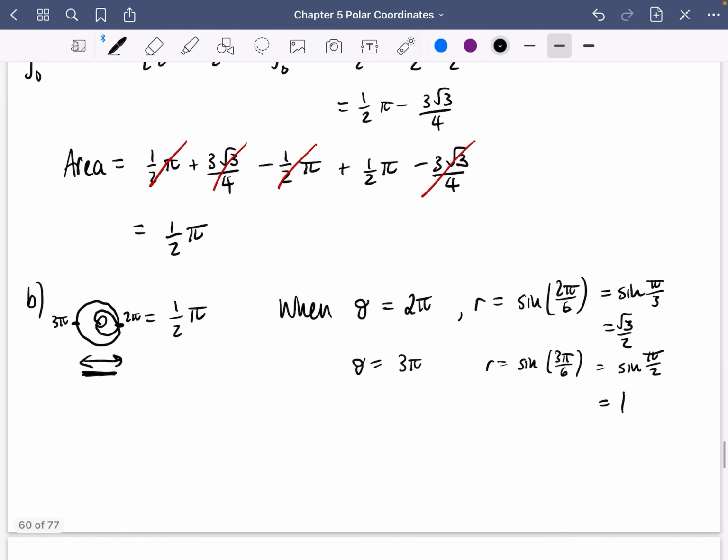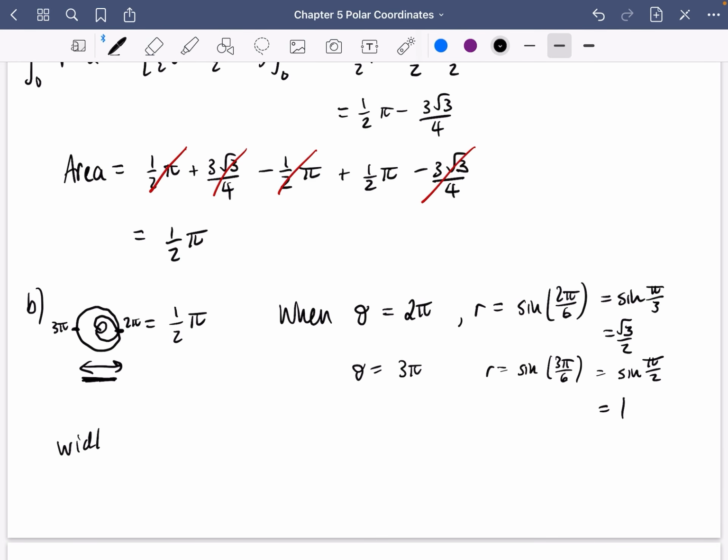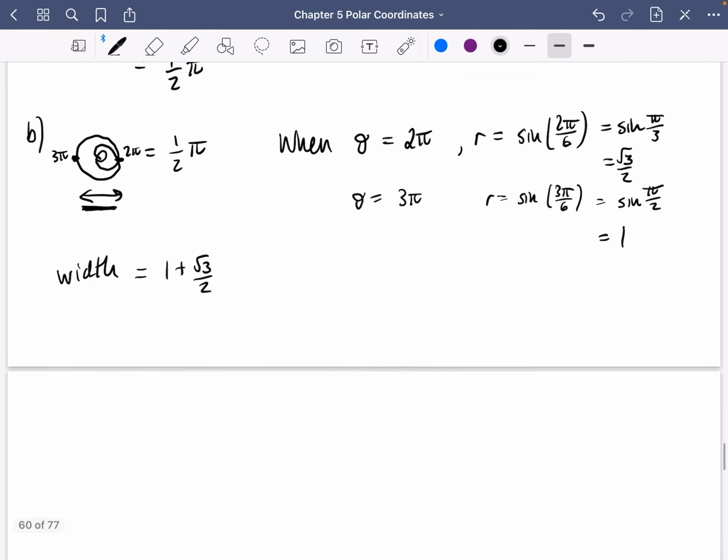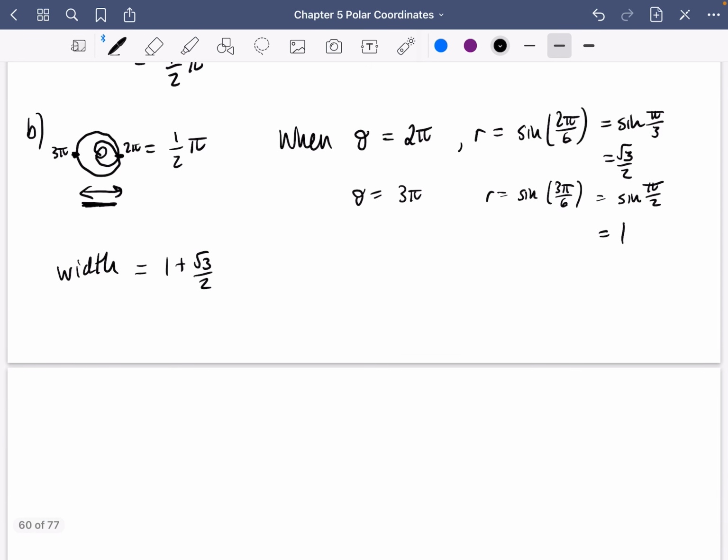Okay, so what we're going to talk about is that the width then, if we're saying it's r over here is root 3 over 2 and r over here, or where it's 3 pi, is 1, the width is going to be equal to 1 plus root 3 over 2. So we need to compare this logo to the other logo by thinking about their scale factor. So the linear scale factor, it's gone from 1 plus root 3 over 2 to 12.